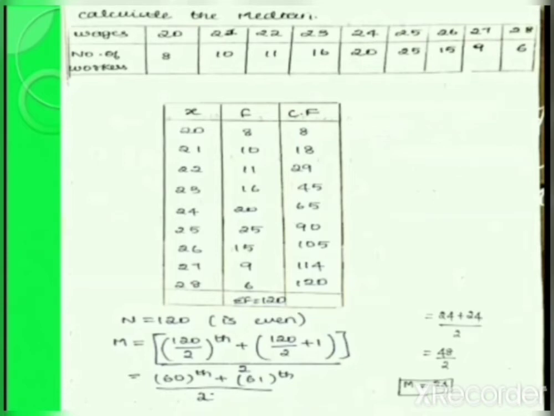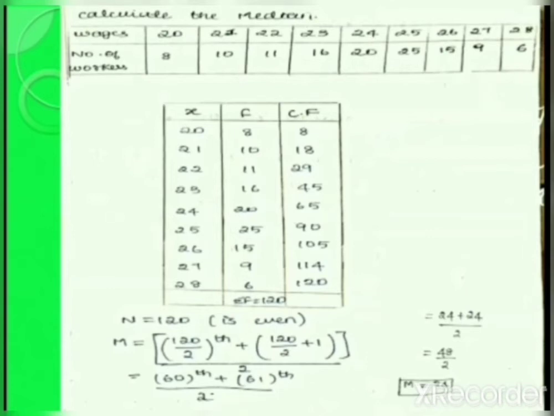In our frequency, our first term is 8. So in our cumulative frequency also, our first term is 8. In our frequency, our second value is 10. So we have to add 10 plus the first value in frequency. 10 plus 8 is equal to 18, which is your second cumulative frequency. Like that, you have to add the third term plus the second term plus the first term. So 11 plus 10 plus 8, so you will get 29, which is your third term of cumulative frequency. Similarly, you have to add 16 plus 11 plus 10 plus 8, which is 45, which is your fourth term of your cumulative frequency.